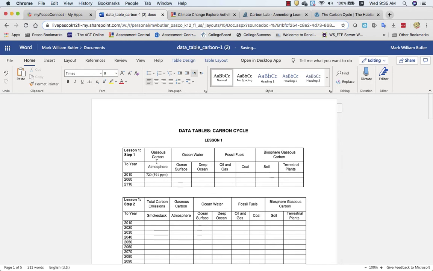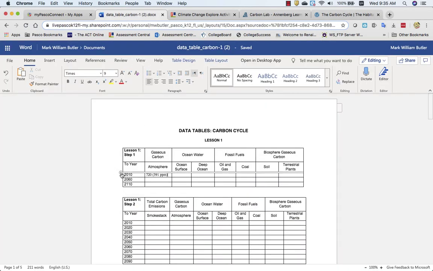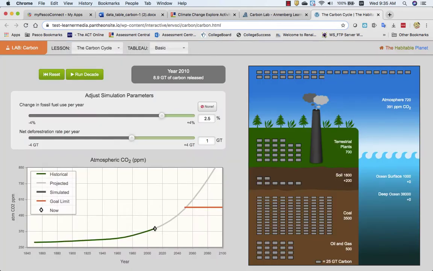Okay? Pretty easy. Now, next on the data table is ocean surface. So we're going to do this whole year. Okay, ocean surface, deep ocean. So ocean surface is 1,000.